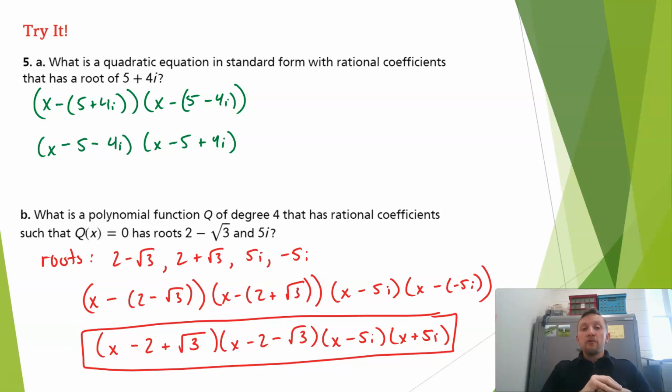And the other one, your roots would be 2 minus the square root of 3 and 2 plus the square root of 3. Then we'd have 5i and negative 5i. So when you put that into factored form, before distributing, you could see what you'd have there. And then after distributing, you would get x minus 2 plus the square root of 3, times x minus 2 minus the square root of 3, times x minus 5i, times x plus 5i.